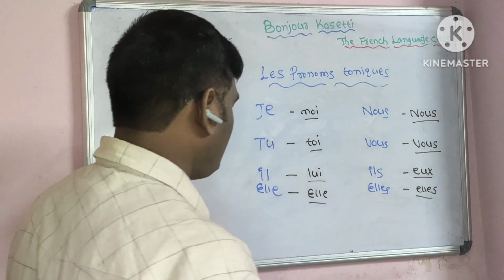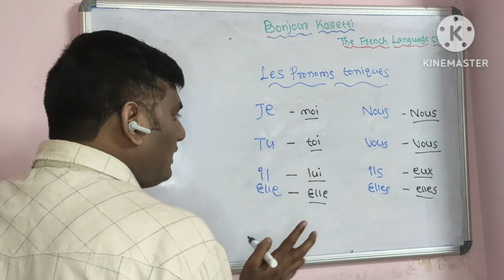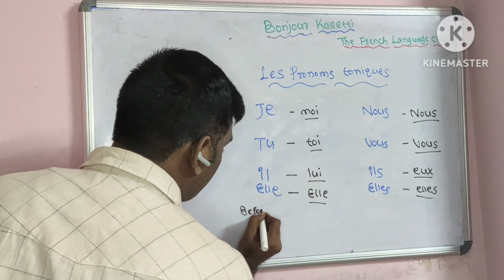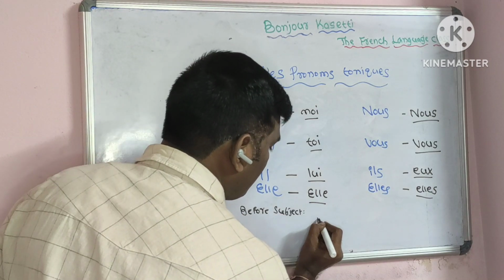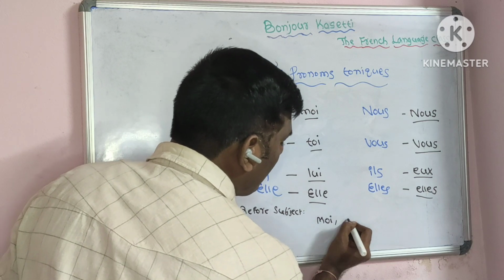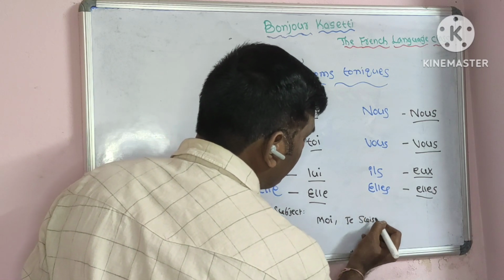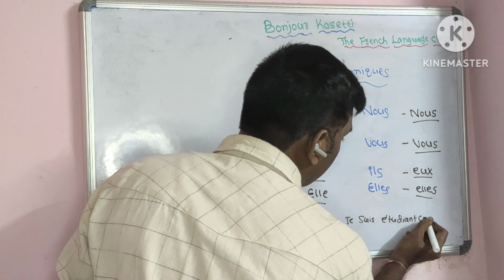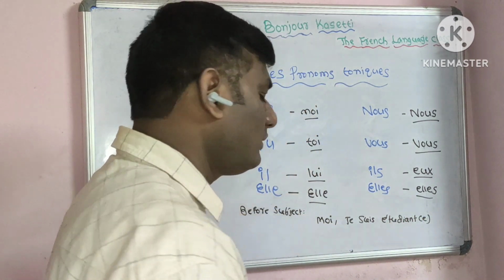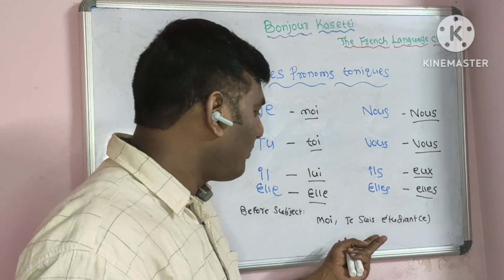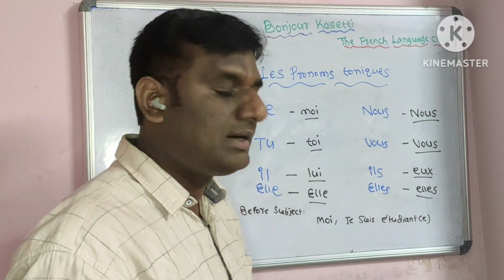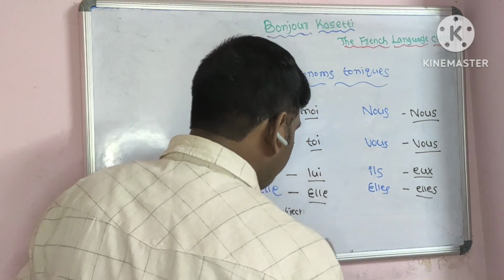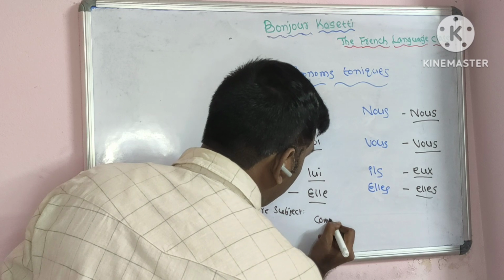How do we use pronoun tonics? Generally, we use the pronoun tonic before the subject. For example, when we are introducing ourselves: moi, je suis étudiant, or if it is feminine, étudiante. Moi, I am a student. Moi, je suis étudiant.